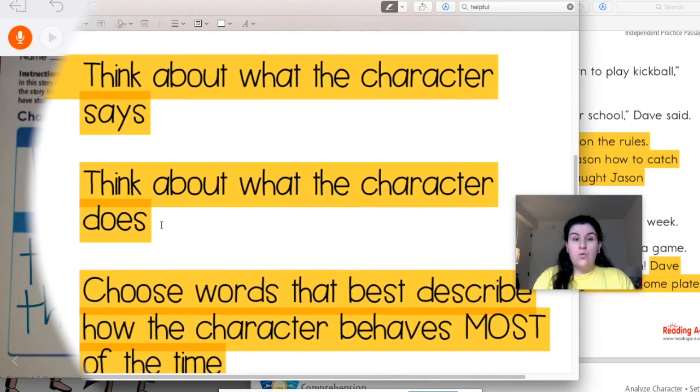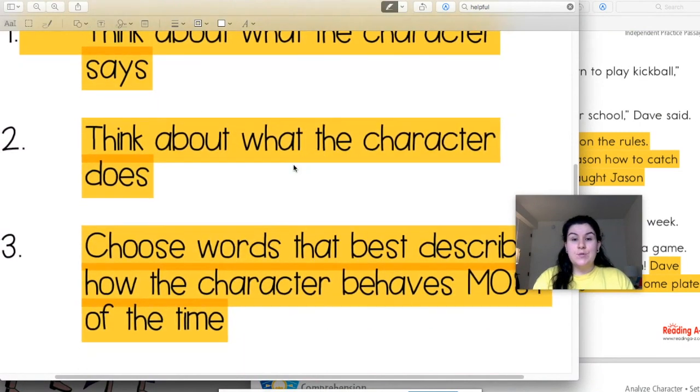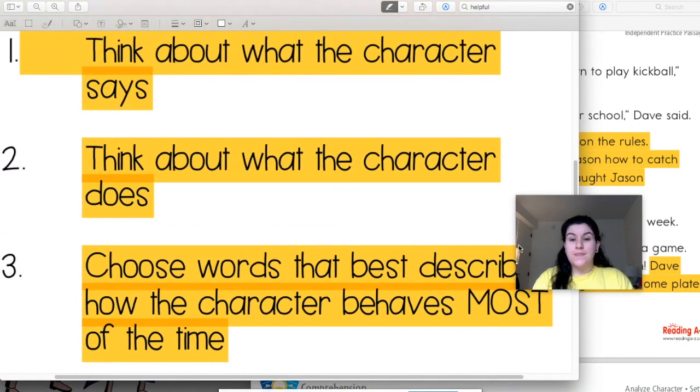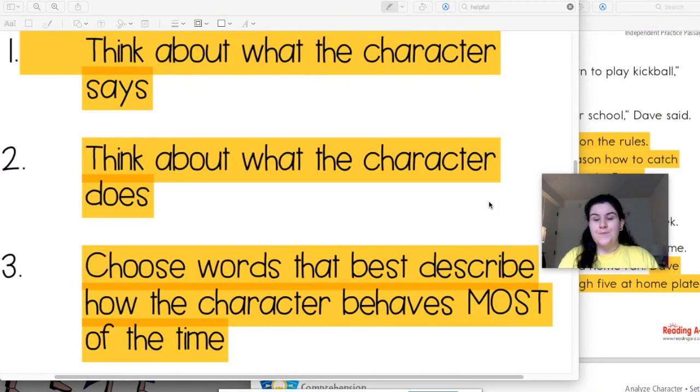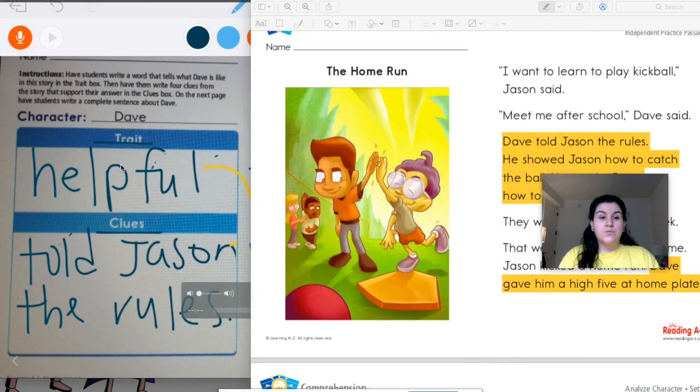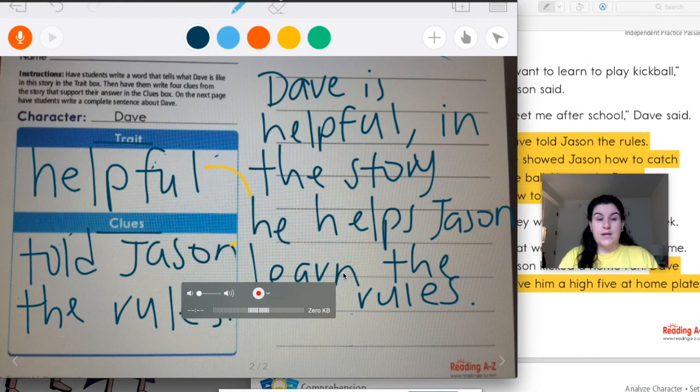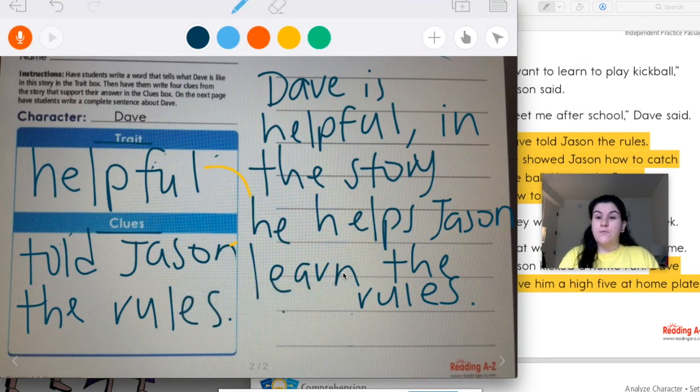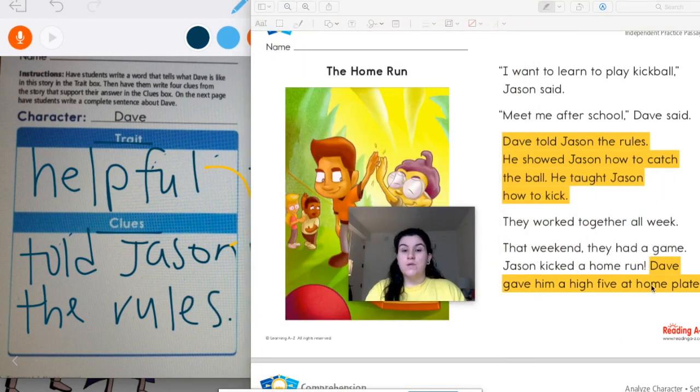Scholars, today we thought about what the characters said, what they did, and then we chose a word that best described their behavior. Here I wrote most of the time. And this is a very short story, so most of the time is a little bit tricky, but as long as we can support our chosen trait with something the character said and did, we're good to go. And so that's what we did here. We did two different examples, right? We did that Dave was helpful. We also did that he was encouraging, and we were able to find evidence from the story right here to support that.